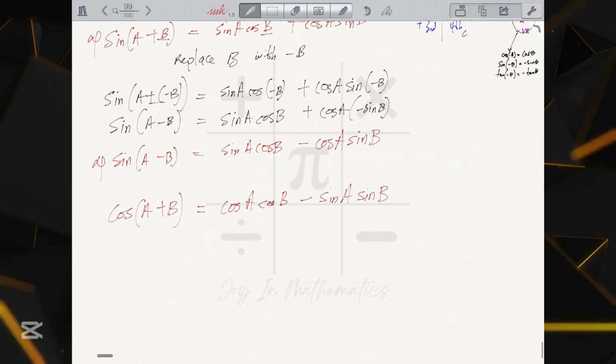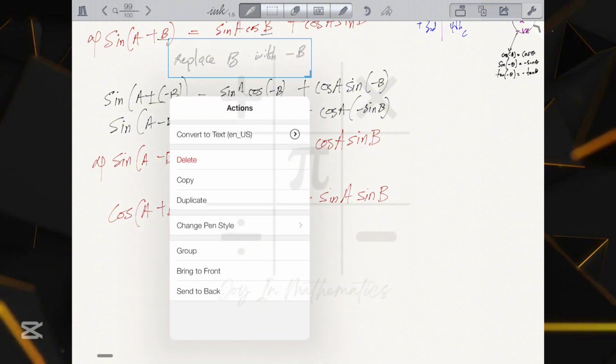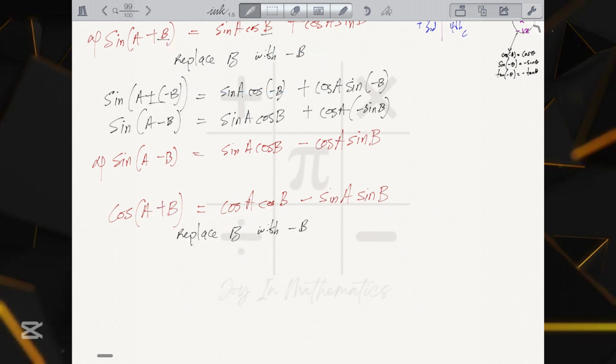Now to get cos A minus B, we do the same thing we did here, where we replace B with minus B. So replacing B with minus B, we'll have cos A plus minus B, just as we had earlier, equals, wherever we see B, we put minus B. So we'll have cos A cos minus B minus sine A multiplied by sine minus B.